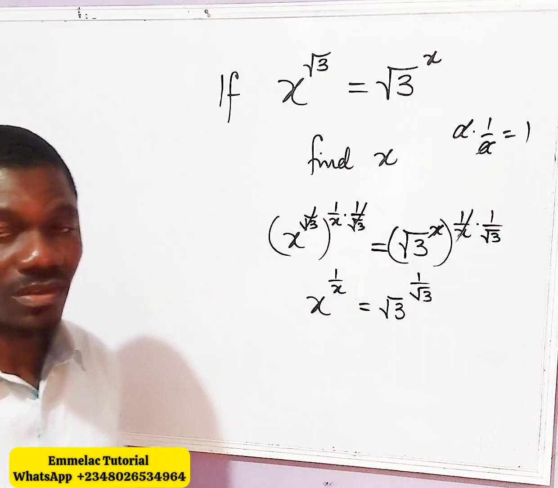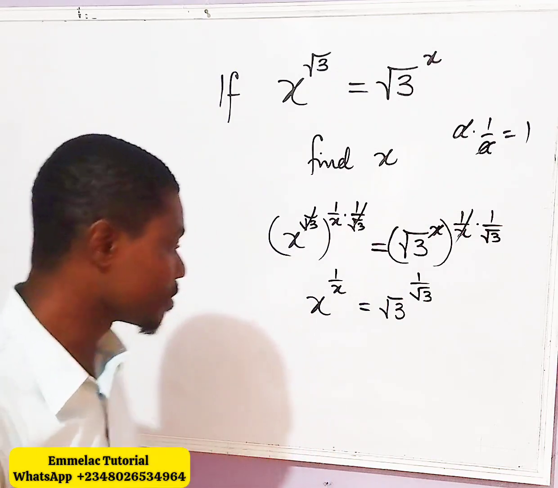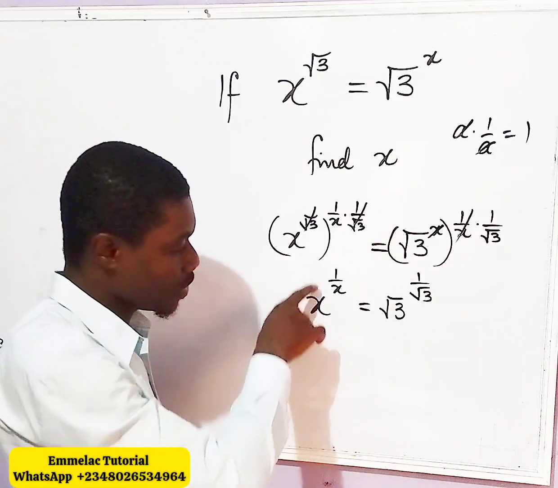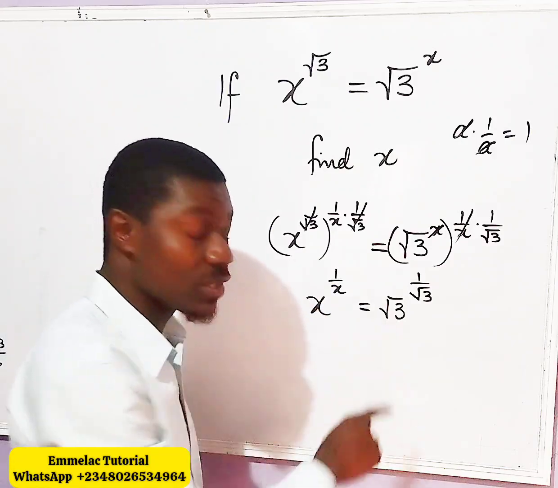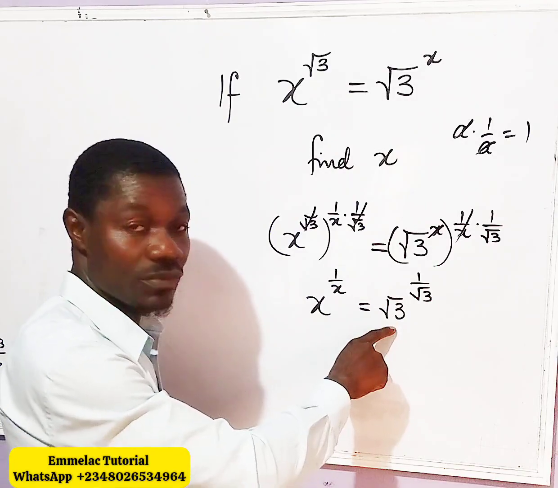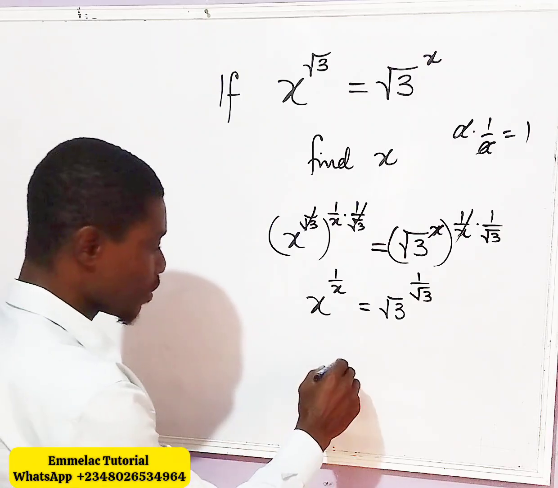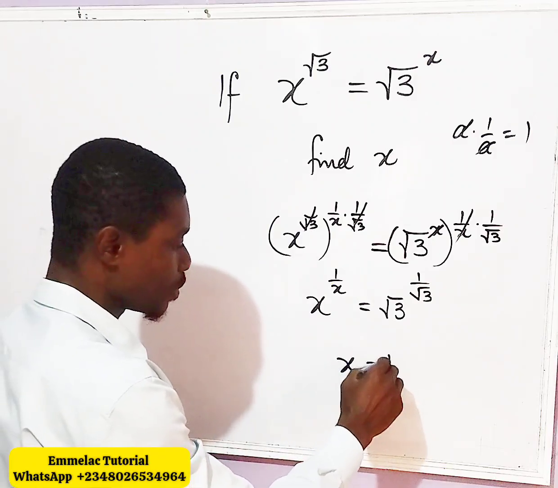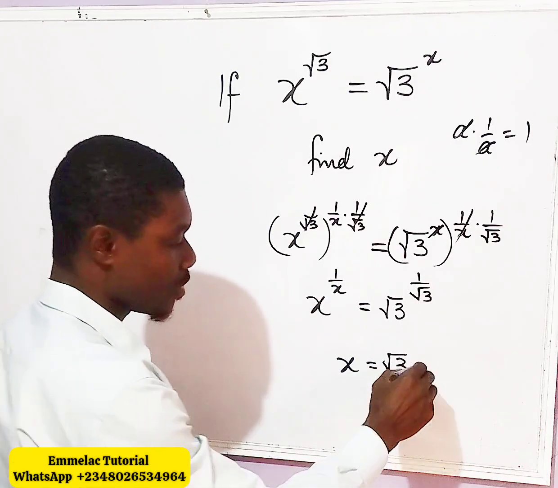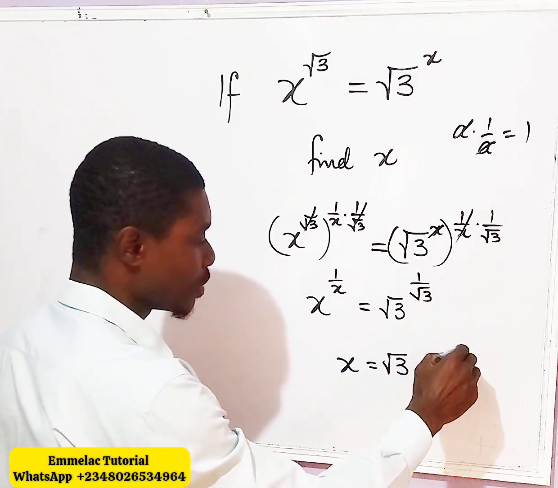Now if you look at the left and the right hand side, you can see a comparison where x is raised to its reciprocal, and the base, the square root of 3, is raised to its reciprocal. So to this end, we can conclude that x equals the square root of 3, or you can rightly say 3 raised to 1 over 2.